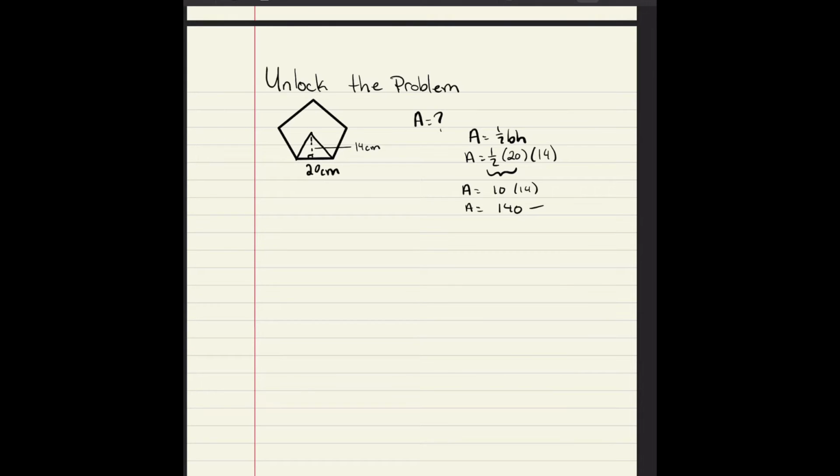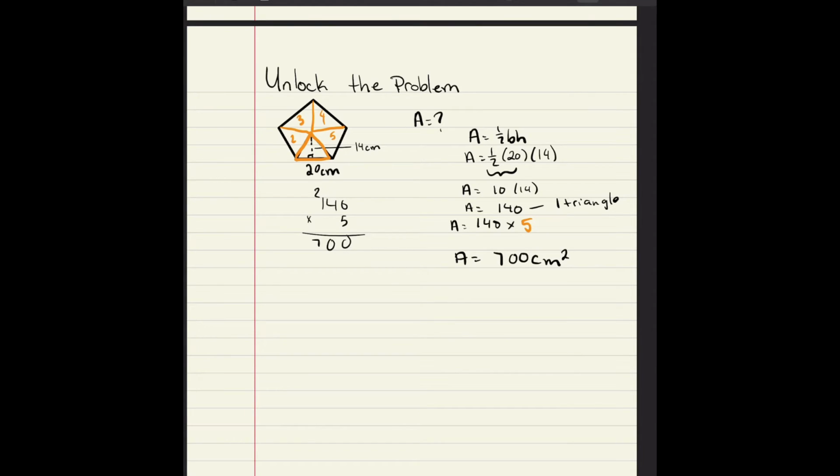A equals 140, but I'm not done, because all I found was the area for one triangle, this triangle here. But my polygon is made up of many triangles, so I have all these that I need to find the area for. So I have 1, 2, 3, 4, 5 triangles within this polygon. So I need to multiply my answer, which is 140, by the number of sides, which is 5. So let's do that. I have 140 times 5, which after multiplying I get 700. So the area equals 700 centimeters squared.